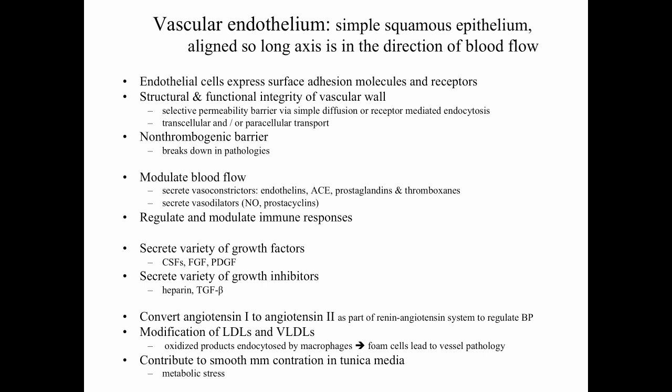The endothelial cells can modify LDLs and VLDLs, and oxidized products of LDLs can be endocytosed by macrophages, which can cross the endothelial lining. Those macrophages, as they become foam cells, will lead to very significant blood vessel pathology. We'll talk about that a little bit later in this podcast. And the endothelial cells can contribute to smooth muscle contraction in the tunica media when they release some of these vasoconstrictors and vasodilators, especially under situations of metabolic stress.